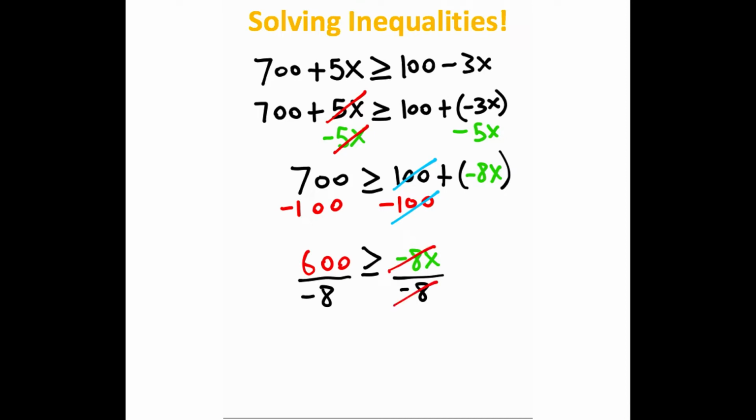This will get the negative 8s to cancel, and on the left side, 600 divided by negative 8. That's going to give me negative 75. And then on the right side, I'm just going to have x. But what's going to go in between these two numbers?